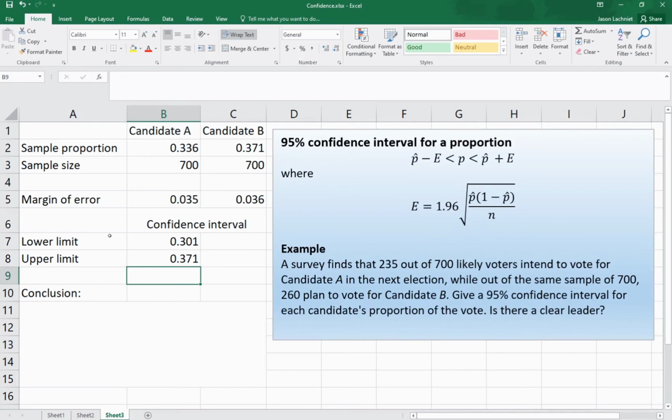So what can we say about candidate A? We have 95% confidence that their proportion of the vote will be between 0.301 and 0.371, or 30.1% up to 37.1%. Now for candidate B, I'm going to copy those formulas and paste them over here into the neighboring cells, and we get the corresponding confidence interval for candidate B, 0.336 to 0.407, or 33.6% to 40.7%. I'm going to set these to display our final answers in percent format.